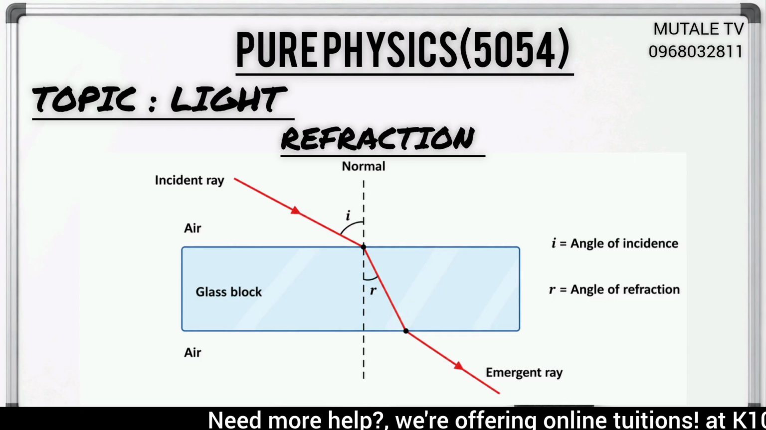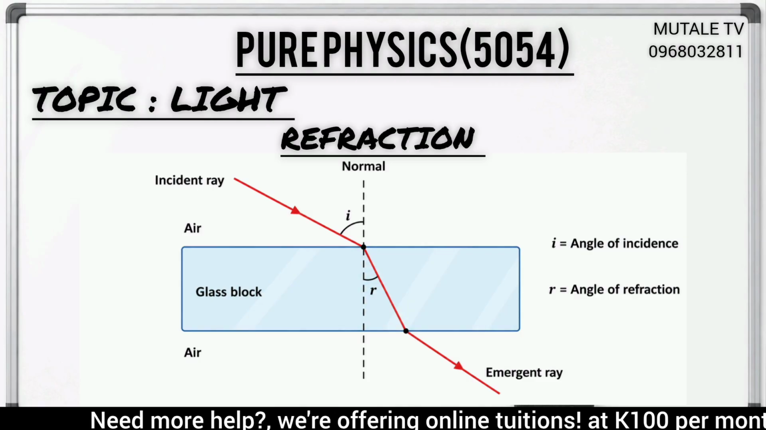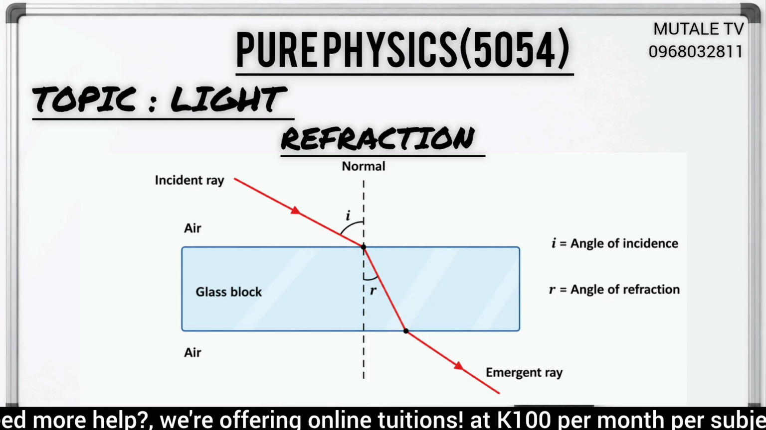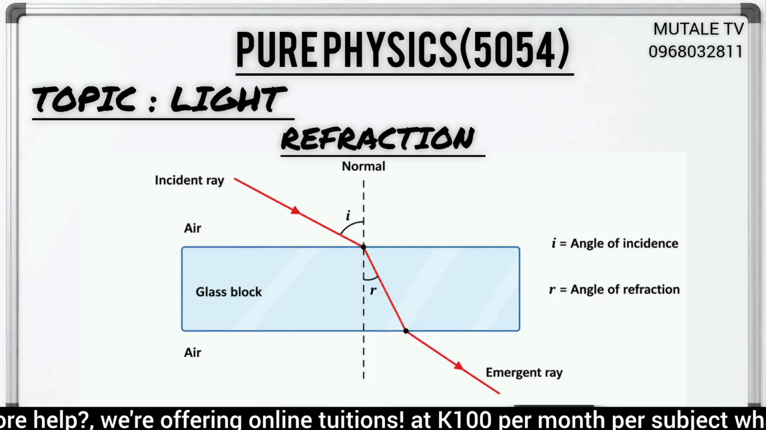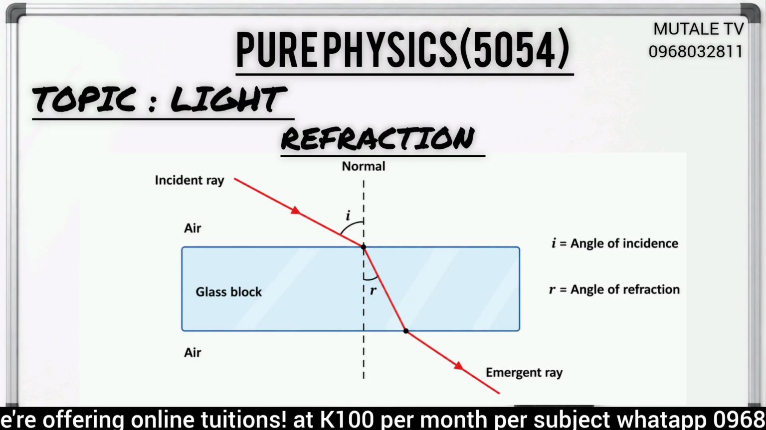So the angle of incidence is the angle between the incident ray and the normal, and the angle of refraction is simply the angle between the refracted ray and the normal. The emergent ray is simply the path followed by the light as it comes back out of the medium, such as a glass block.